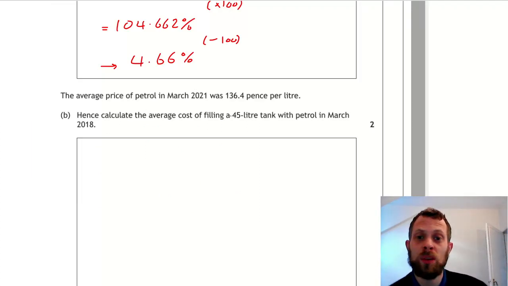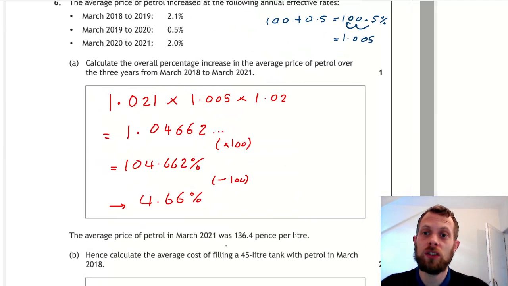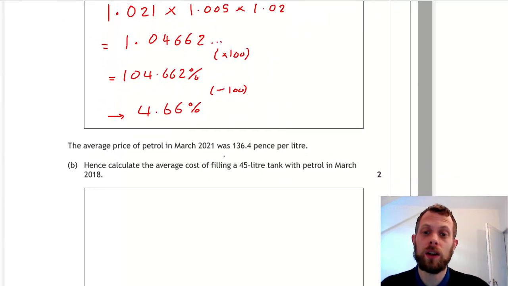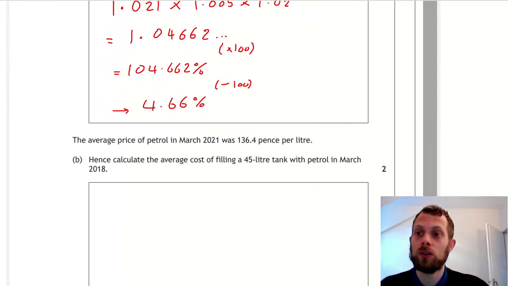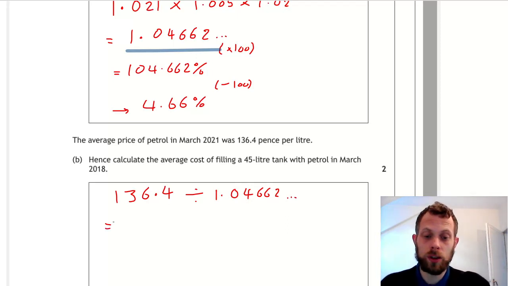So now on question B, we need to get the price of petrol in March 2018. So we are given the price at the end of this period, so we work backwards and find the price at the beginning. So we take the 136.4, we divide by this multiplier here, the 1.04662, and that will give us the price of petrol in March 2021.